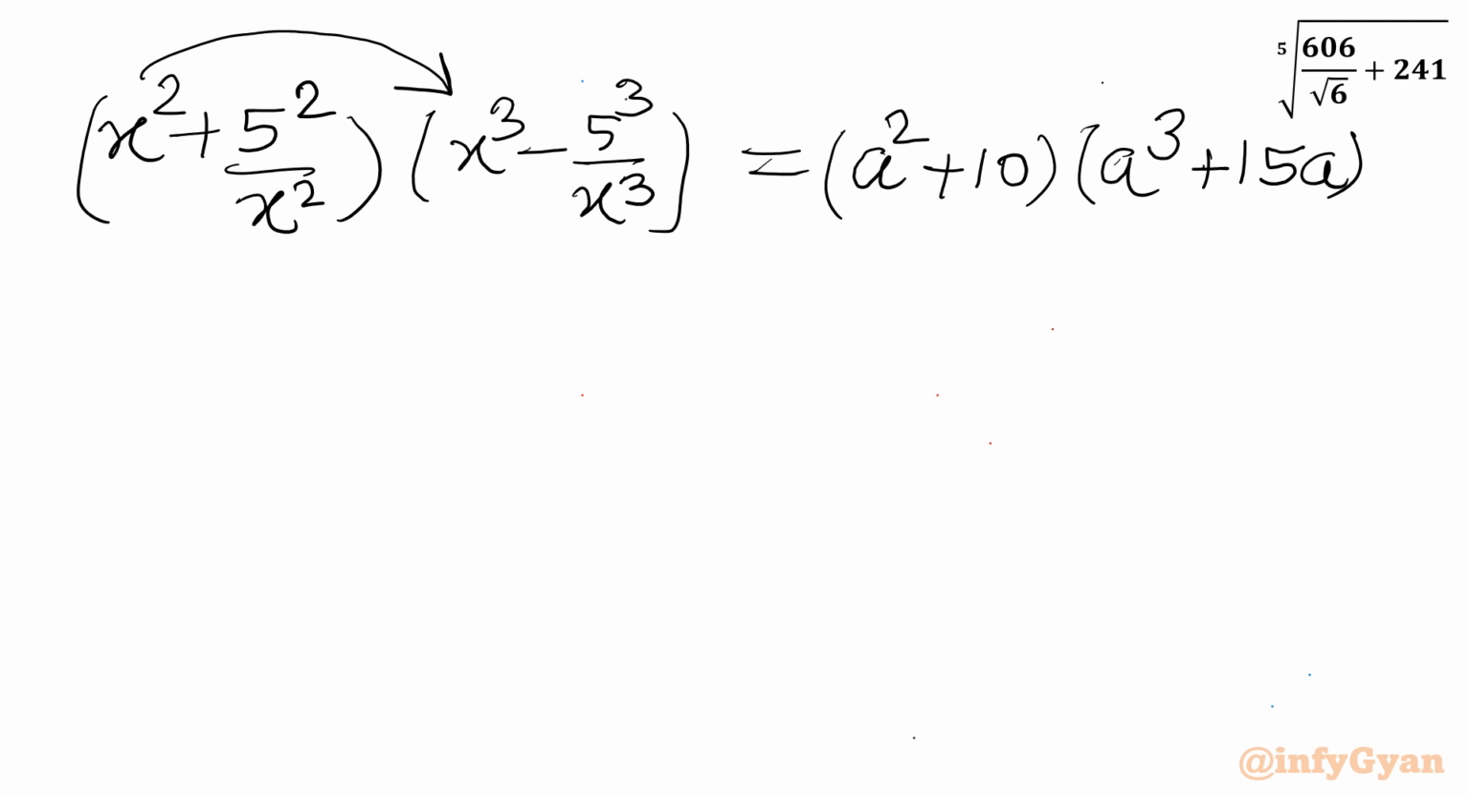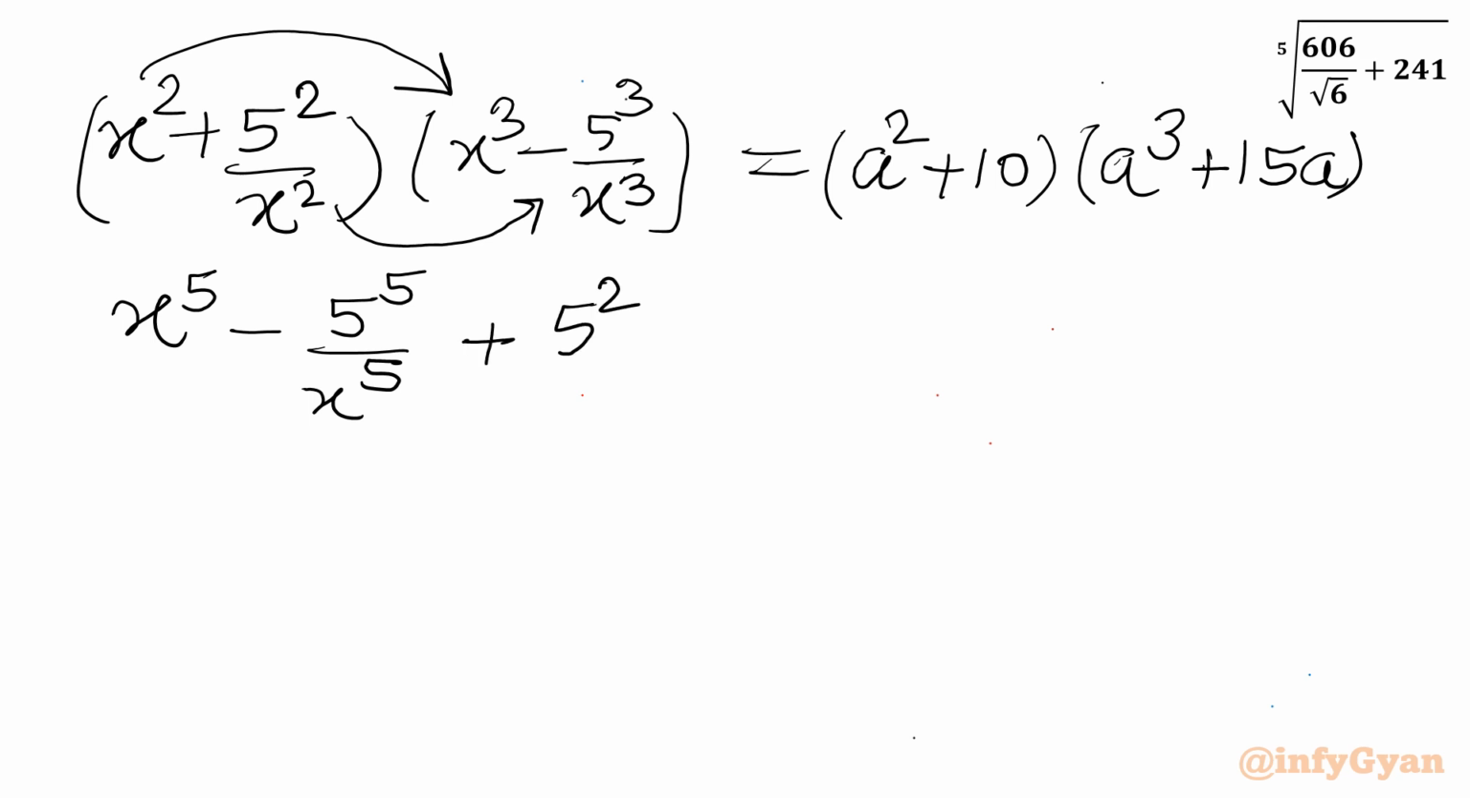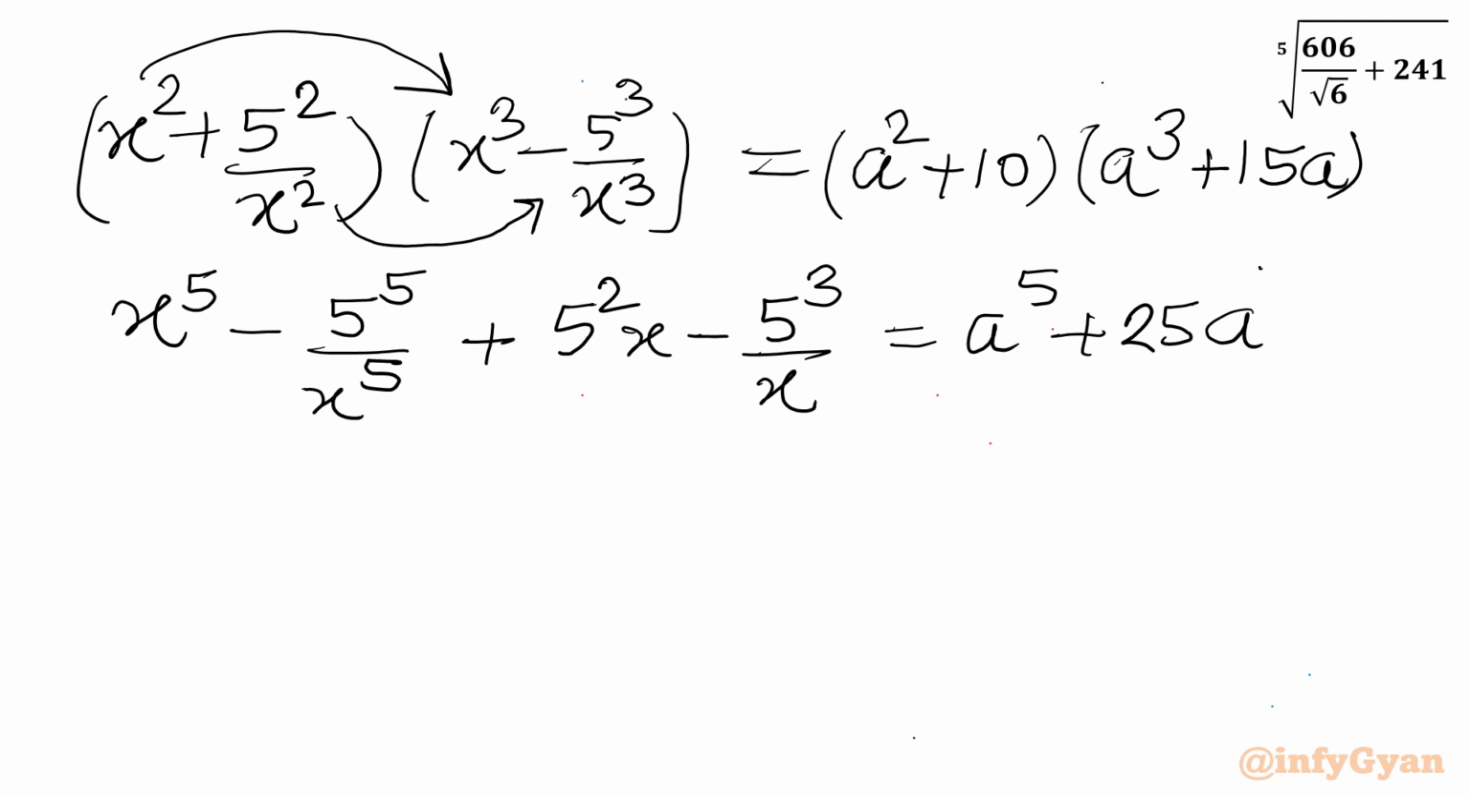x square times x cube, x power 5. This product will give us minus 5 power 5 over x power 5. Now the cross product: I will be getting 5 square x minus 5 cube over x. On the right hand side it will be a power 5, 15 plus 10, 25 a cube plus 150a.